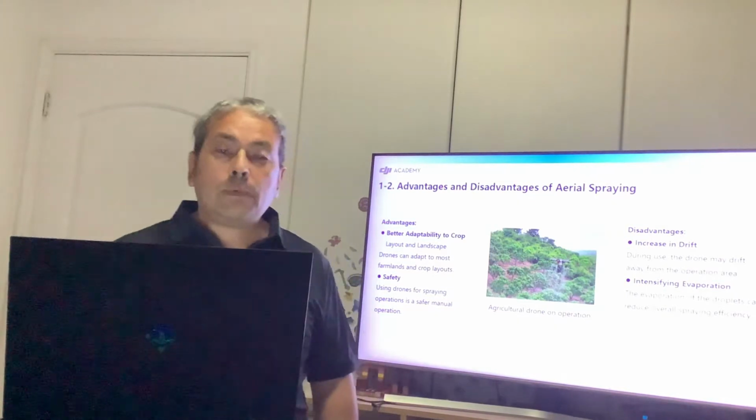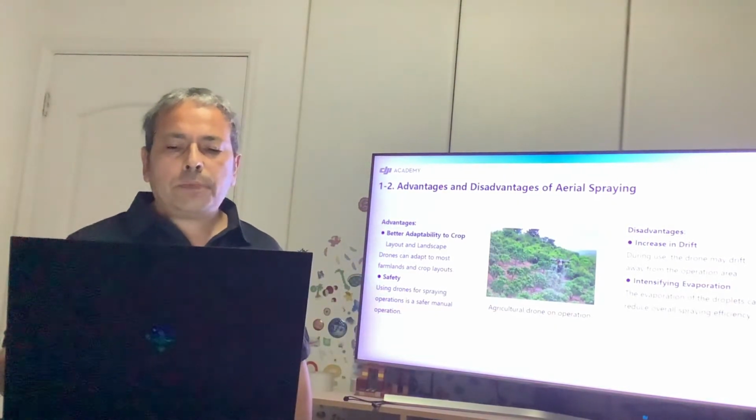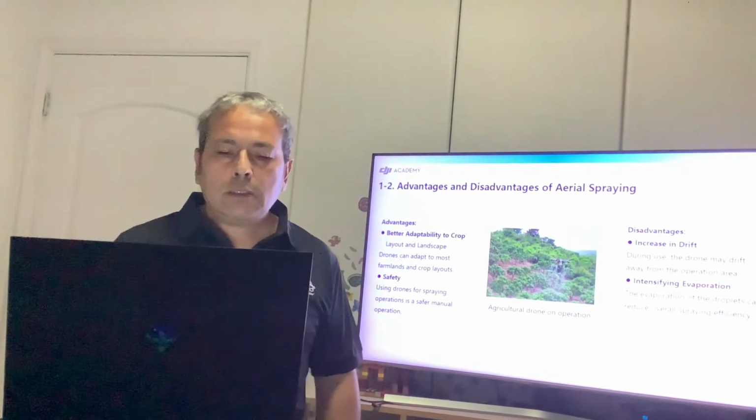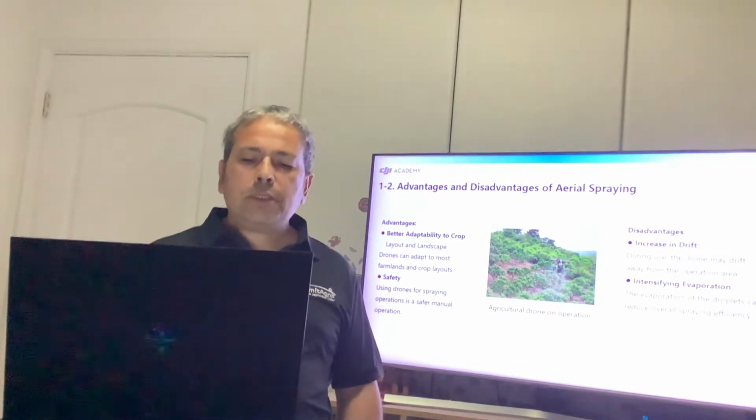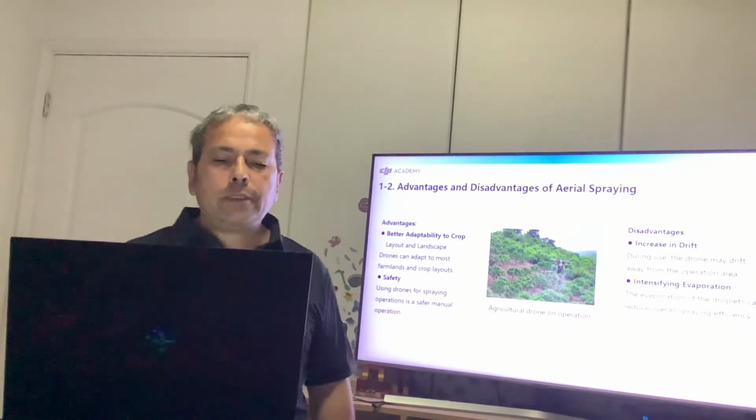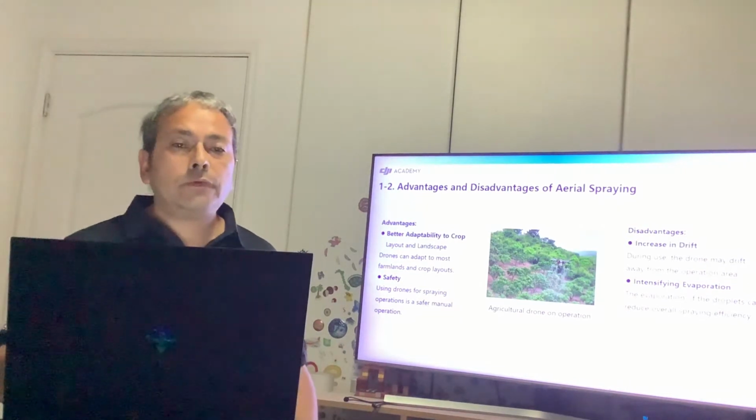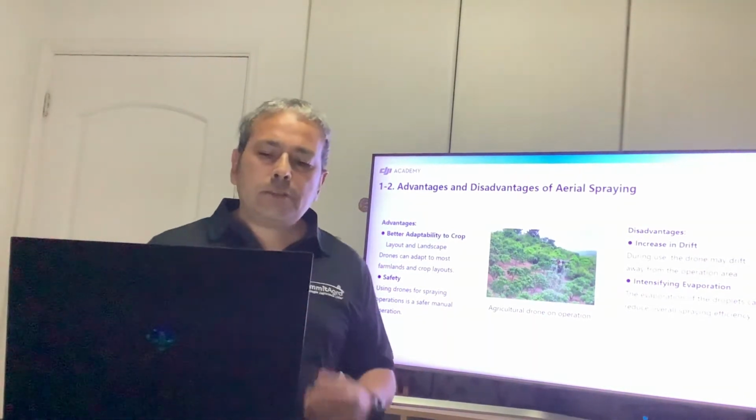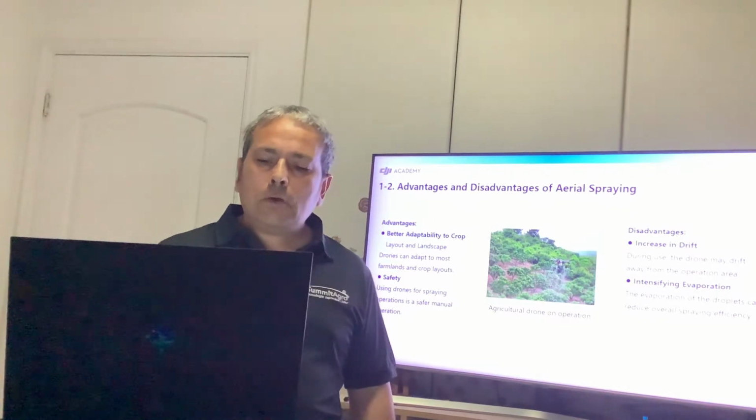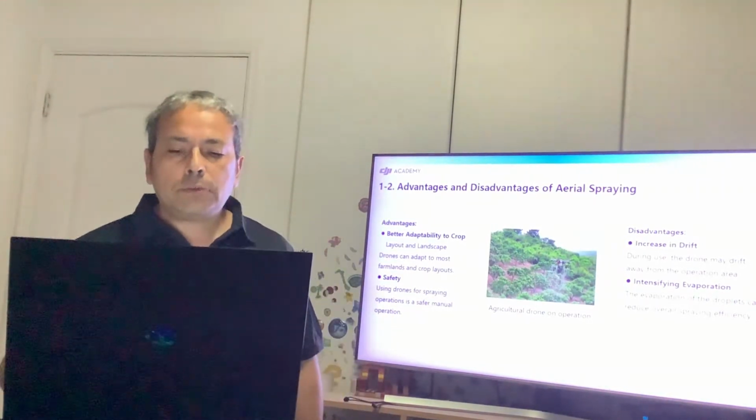There are advantages and disadvantages of aerial spraying, and we should know about this. We can try to improve the efficacy of spraying with agricultural drone. For advantage, usually the aircraft will not be restricted by the terrain. No matter whether the terrain is cropland or mountainous, we can use the aircraft to spray.